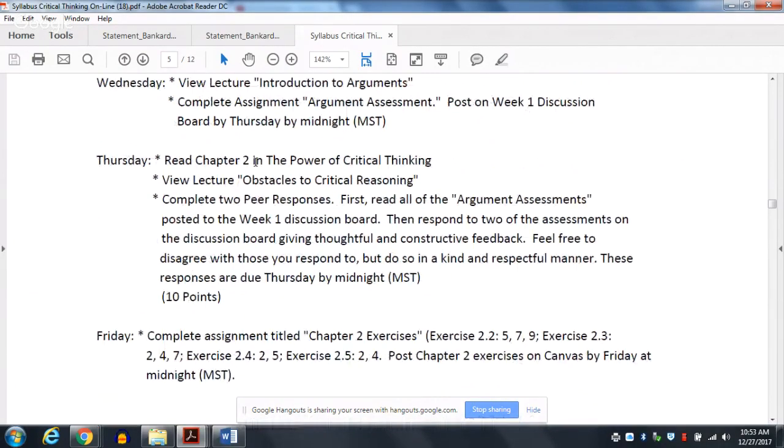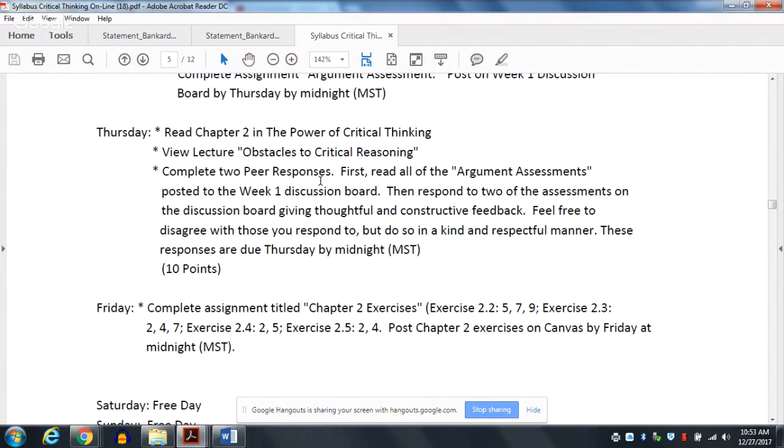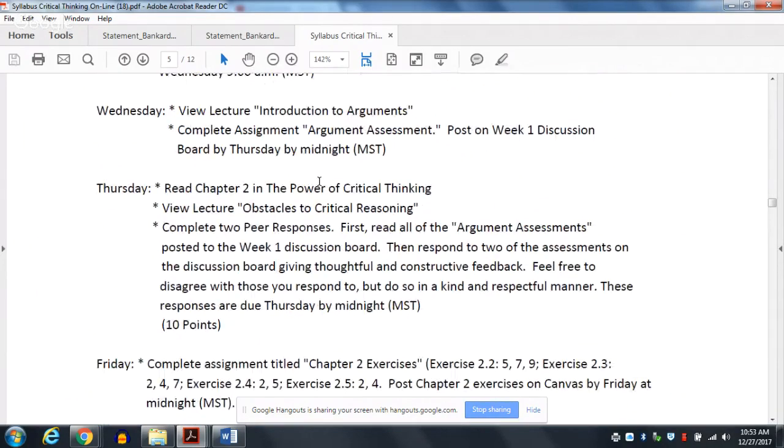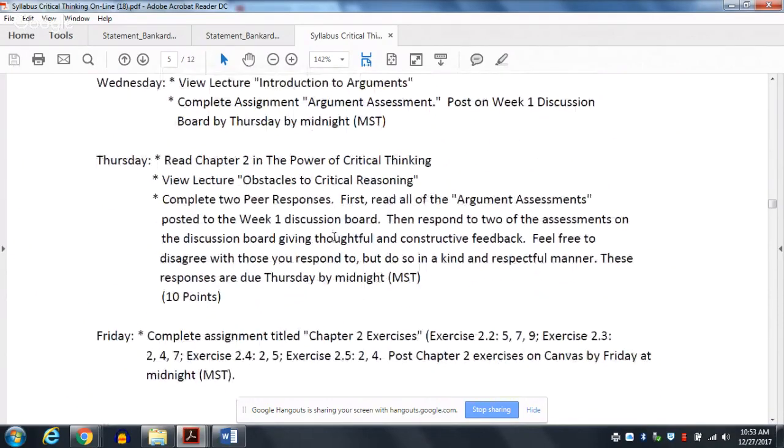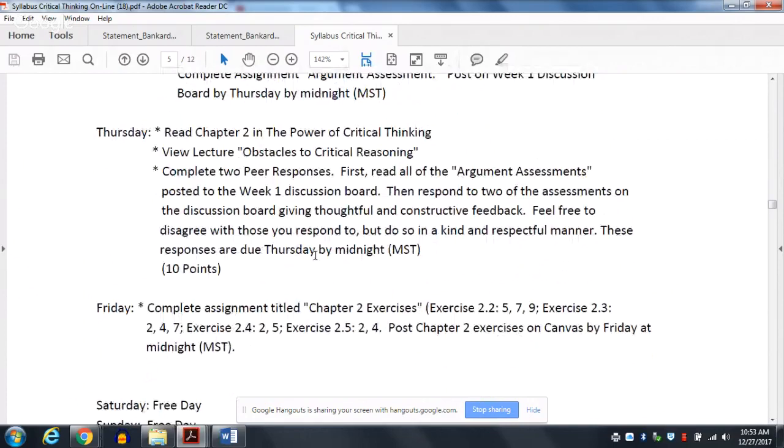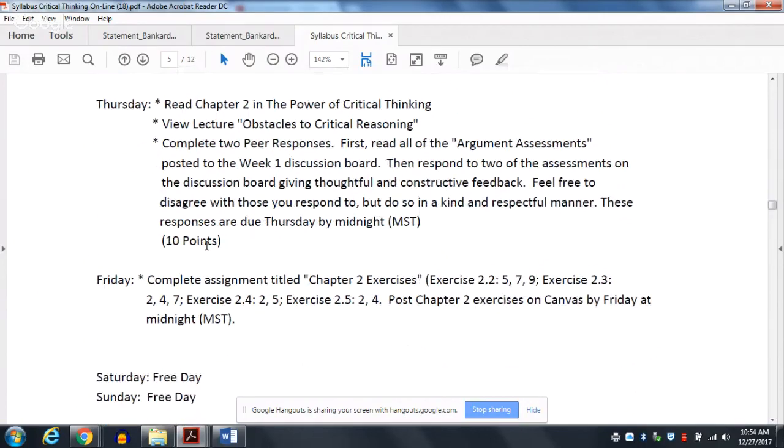On Thursday of week 1, you're going to read chapter 2 in the text, The Power of Critical Thinking. I posted a lecture here that's going to help you, so watch that lecture. And then I want you to post 2 peer responses to the discussion board post argument assessment, right? Again, you're going to look at people who have posted that, and you're going to post 2 peer reviews.